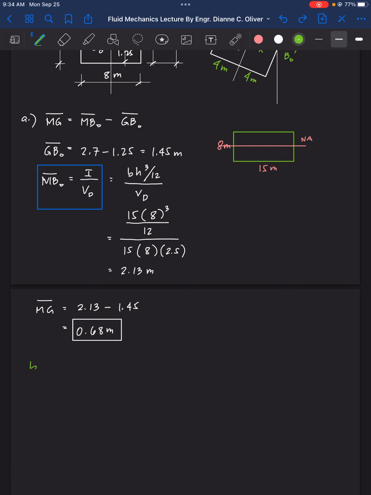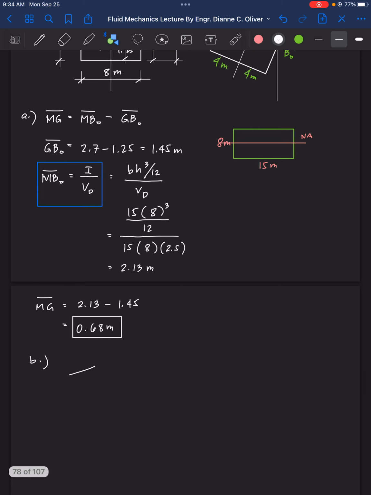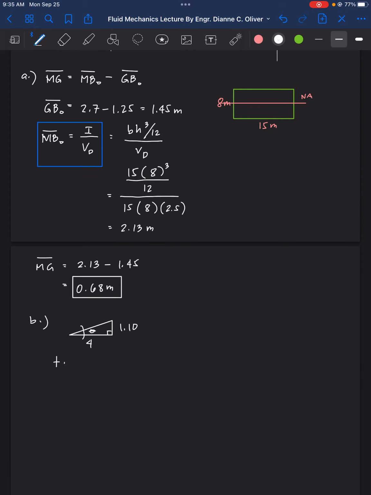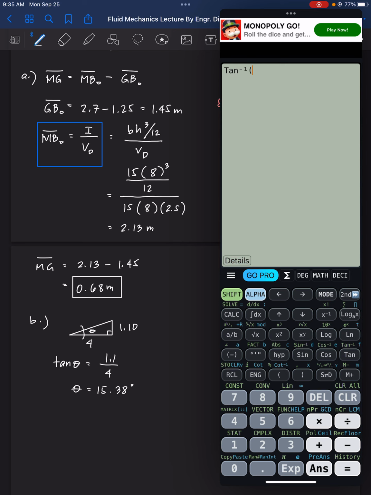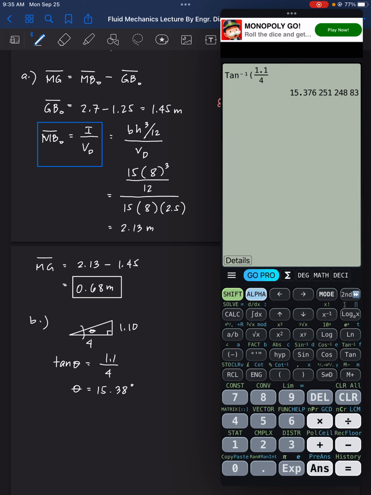Okay, so let's go to letter B. For the triangle with 1.1, this is the angle. So tangent theta equals 1.1 divided by 4. So theta is equal to 15.38 degrees, which is the inverse tangent of 1.1 divided by 4. So 15.38 degrees.